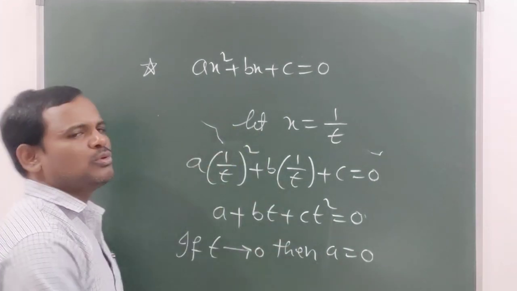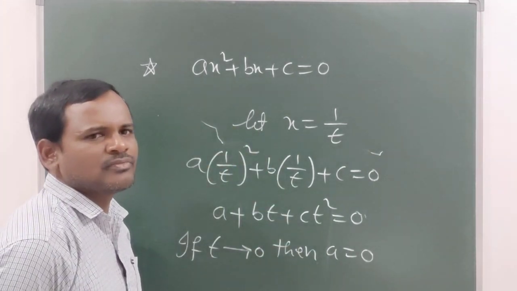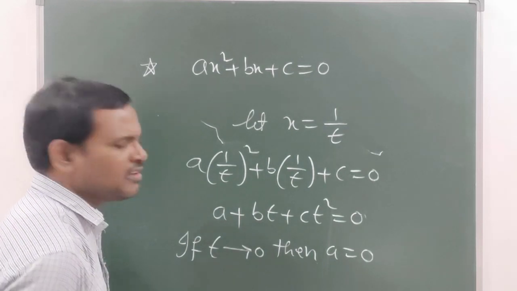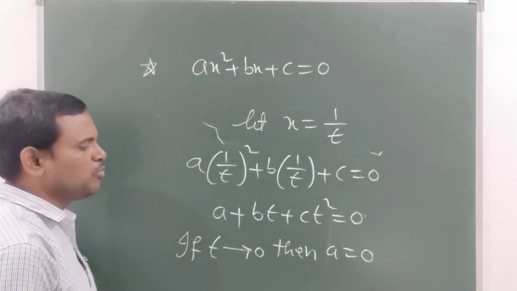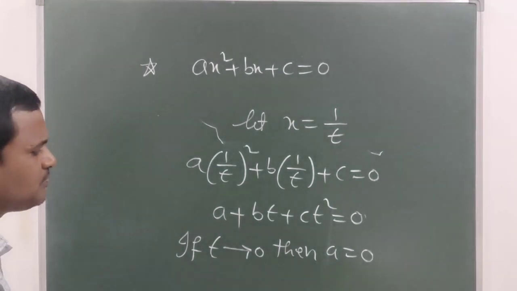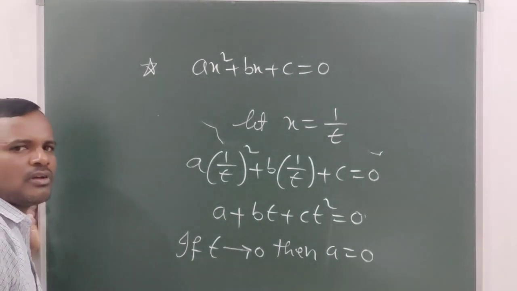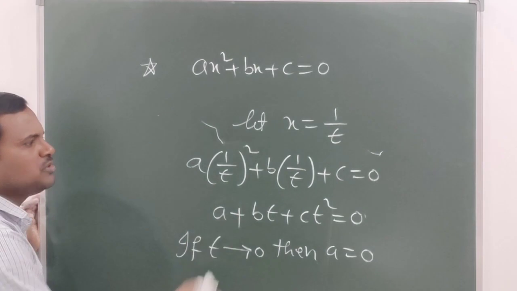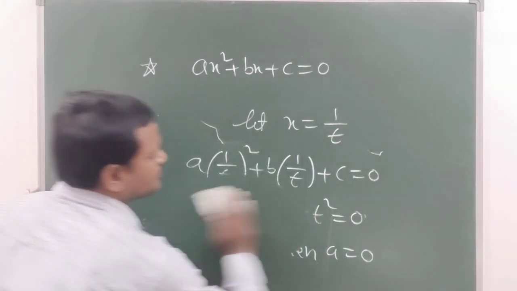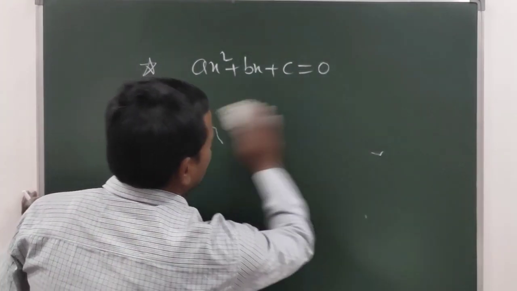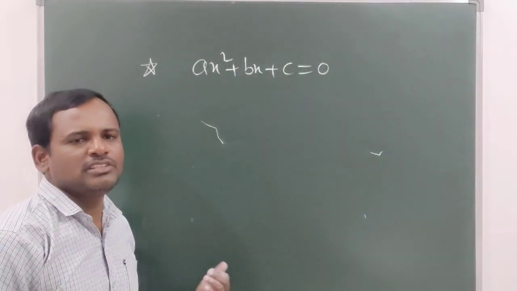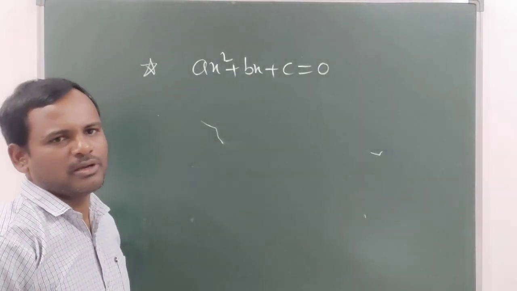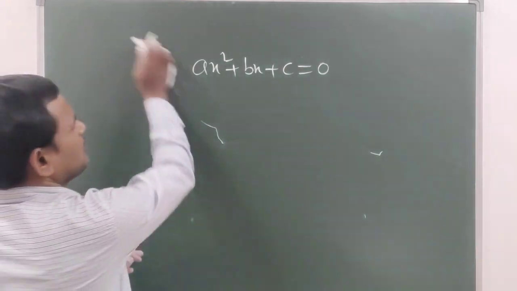Suppose both the roots are infinite. See here, what do we get? If both the roots are infinite, in that case also we get b equal to 0, and a also will become 0.